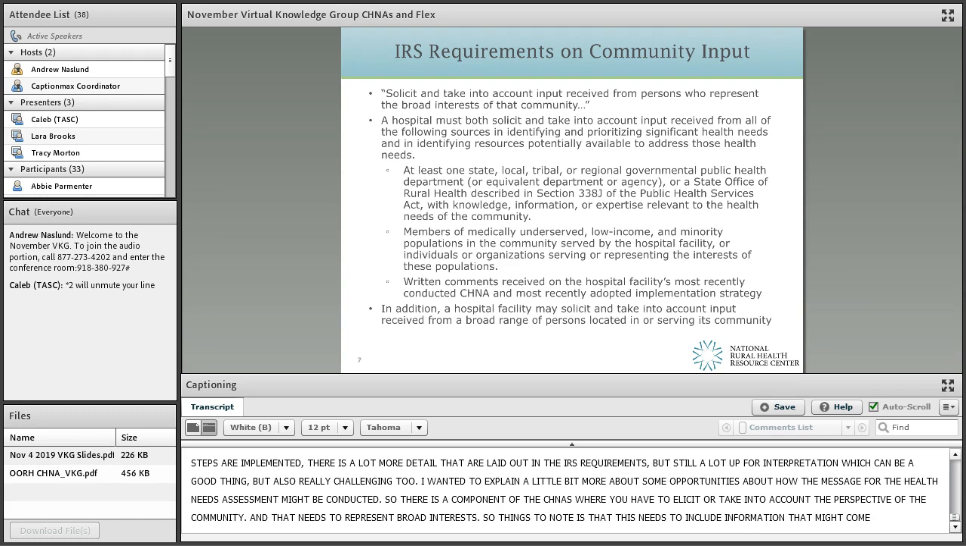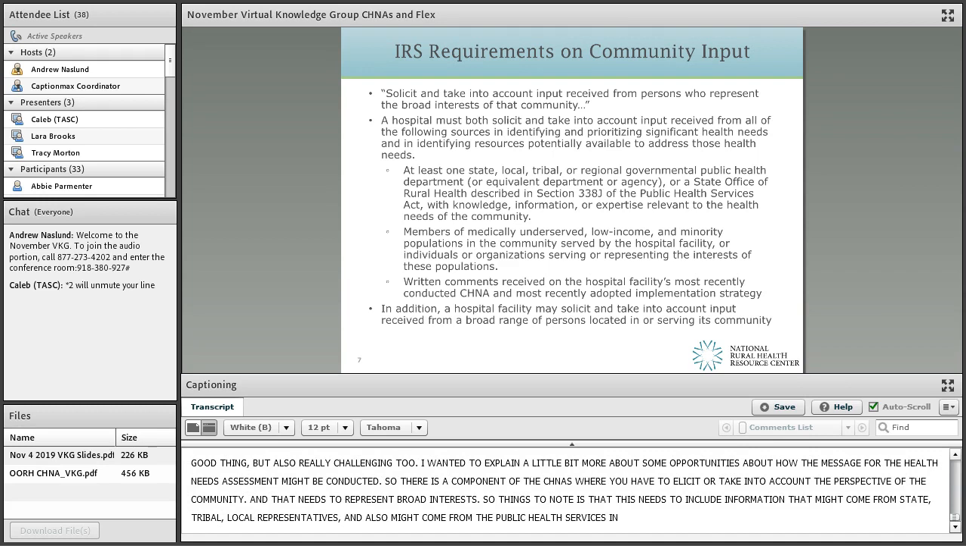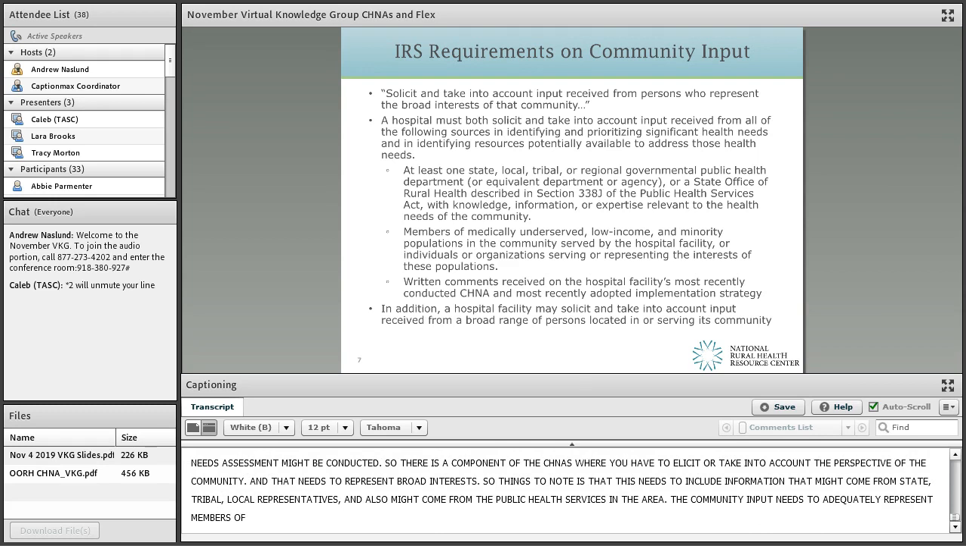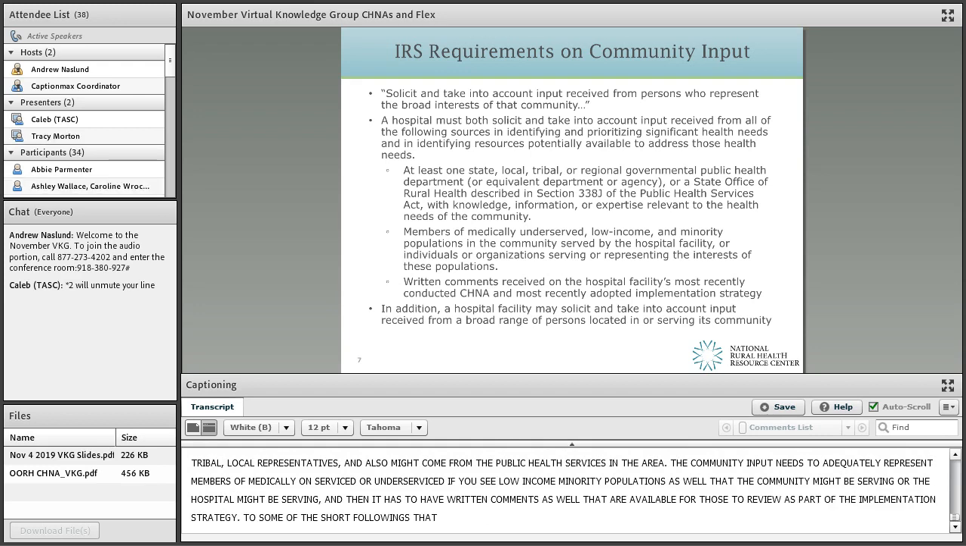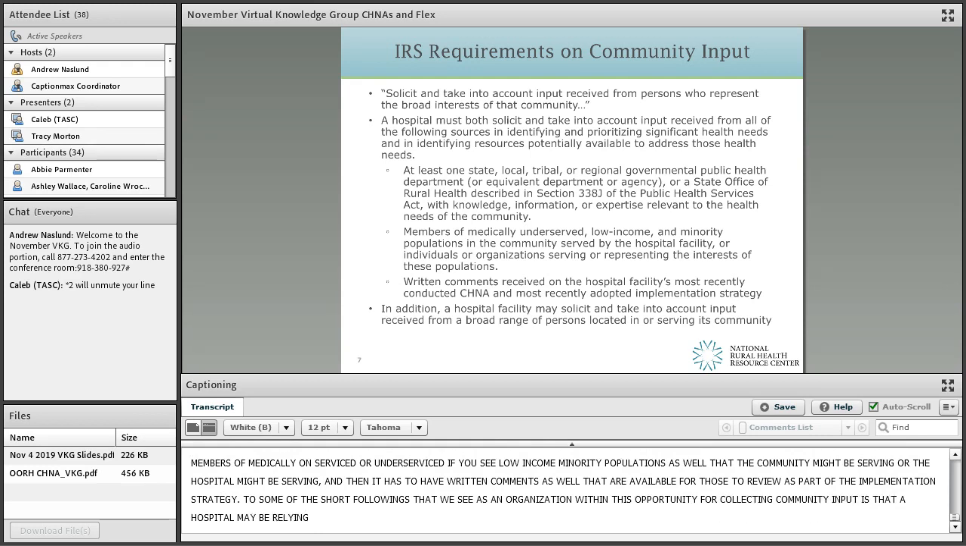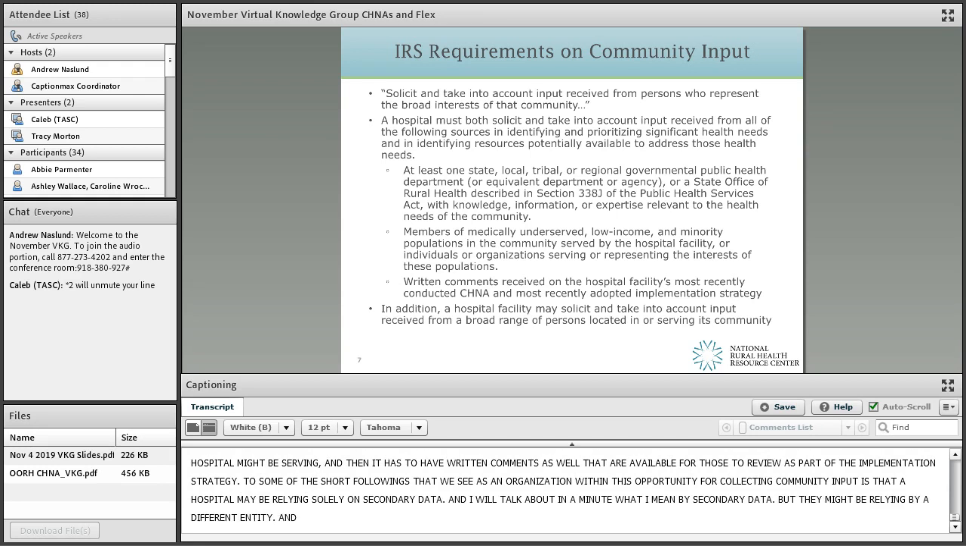So there's a component of the CHNA where you need to solicit or take into account the perspective of the community, and that needs to represent broad interests. Things to note are that this needs to include information that might come from state, tribal, local representatives, and that also might come from the public health services in the area. The community input needs to adequately represent members of medically underserved, low-income minority populations as well that the community might be serving or that the hospital might be serving. And then it has to have written comments as well that are available for those to review and part of their implementation strategy.